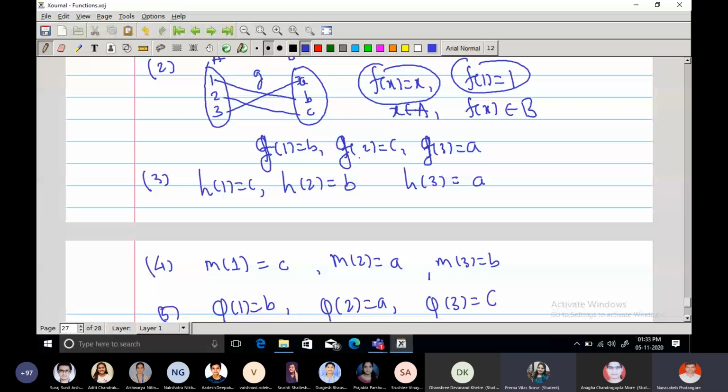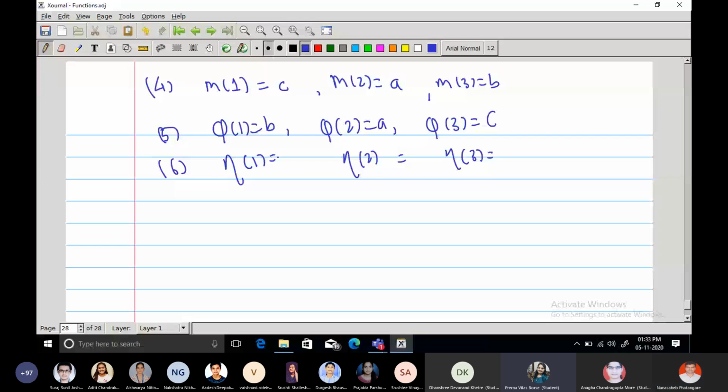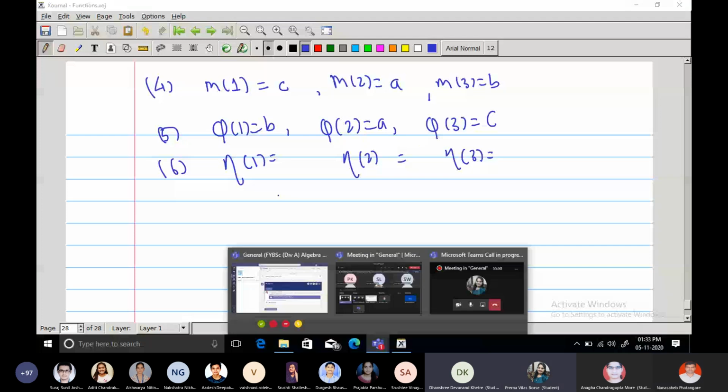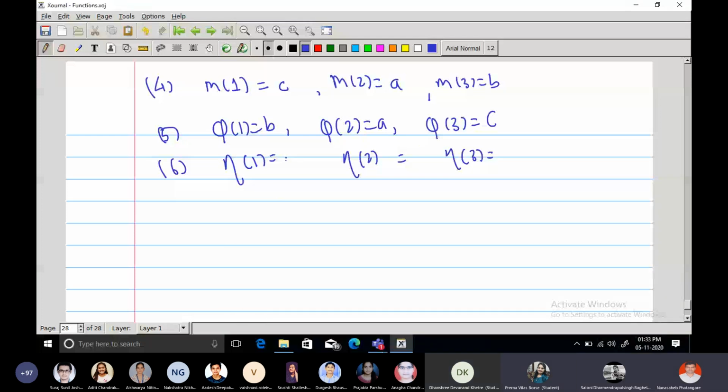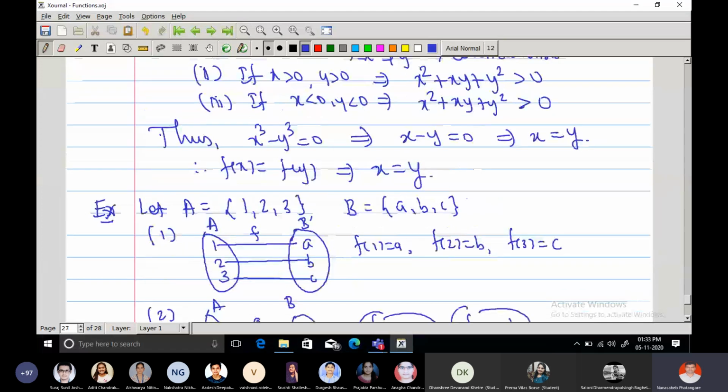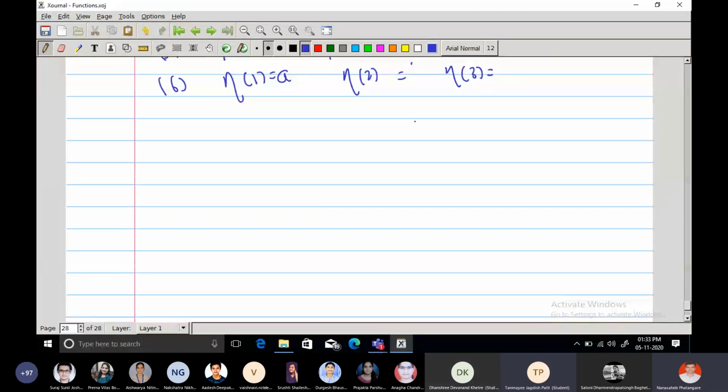What should be the image? Can you find which is not equal to the previous ones? f of 1 equals A, f of 2 equals B, f of 3 equals C. Then 1 goes to B, 2 goes to A, and 3 goes to C. But that function is already considered. So identity: 1 goes to A, 2 goes to C, and 3 goes to B. Yes, right.